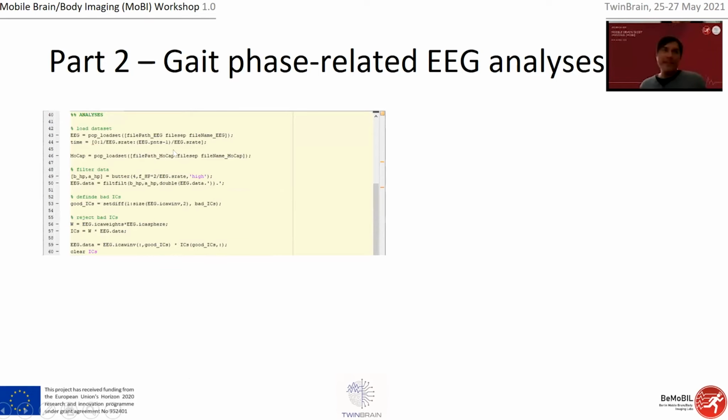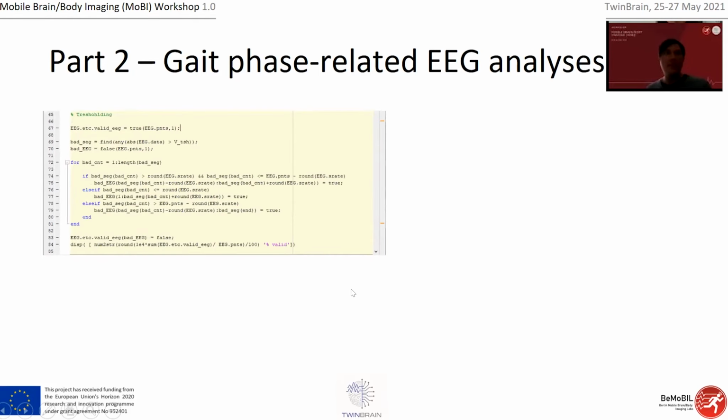Again, I'm loading the data, not only the EEG, I'm also loading the motion capture data. I apply a high-pass filter and select bad ICs as described before. This is exactly the same procedure with a different subject. Then I do the thresholding, looking at periods that exceed a specific threshold, meaning 100 microvolts, which is not plausible, and I mark everything that exceeds this threshold as bad.